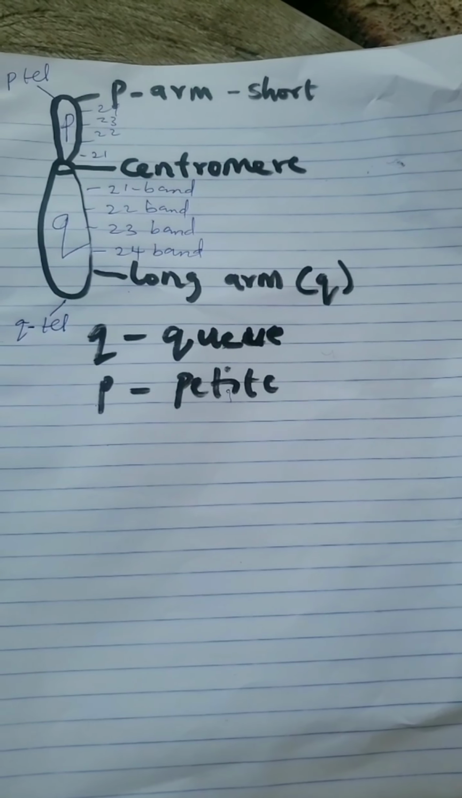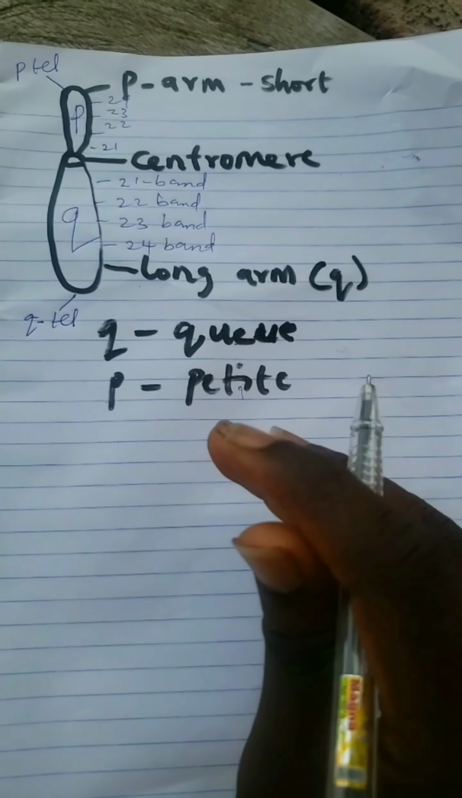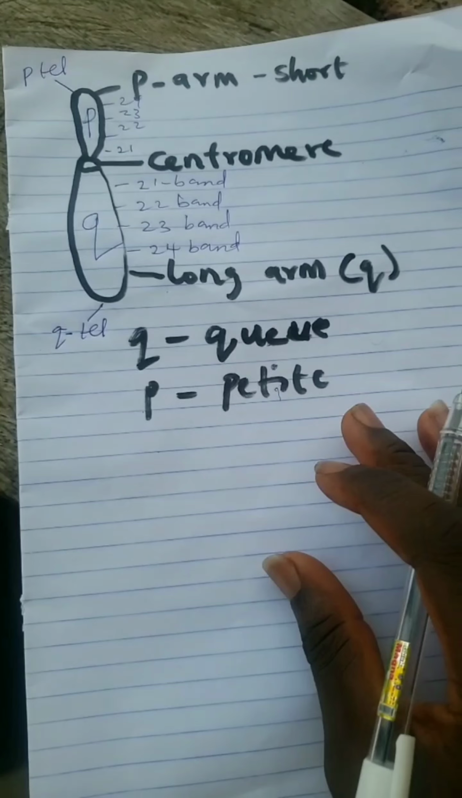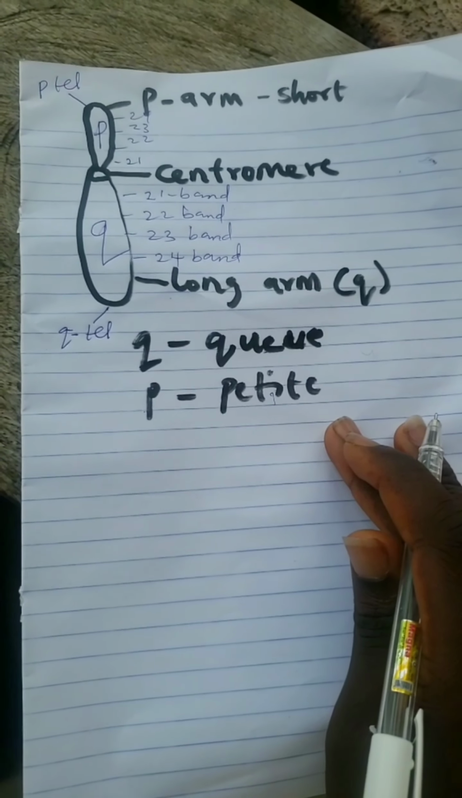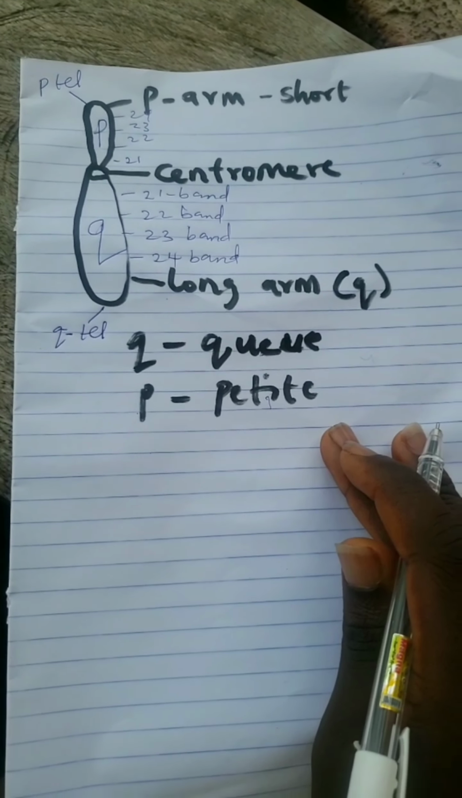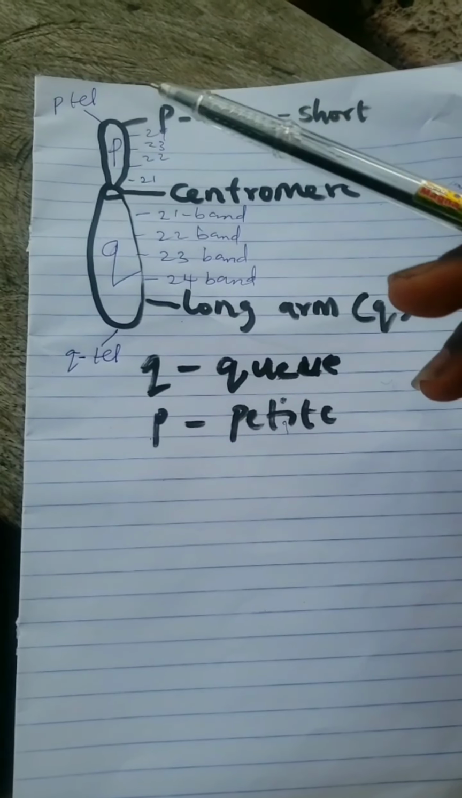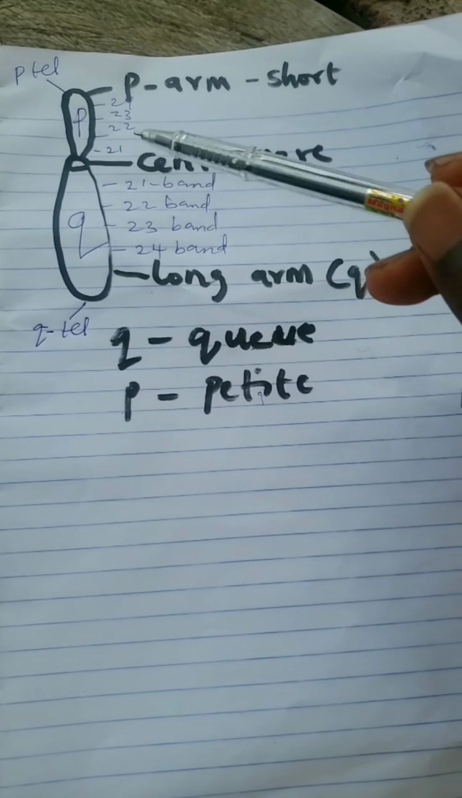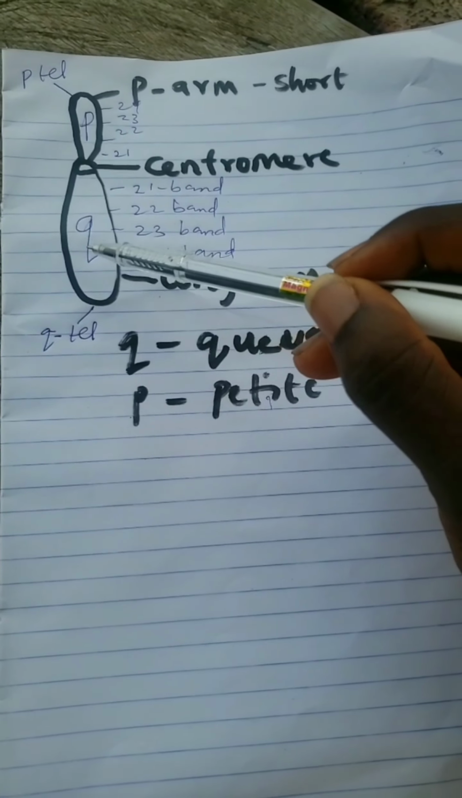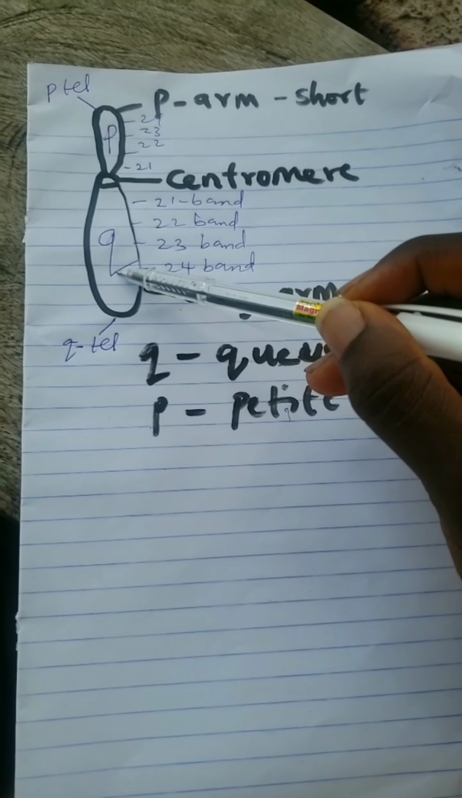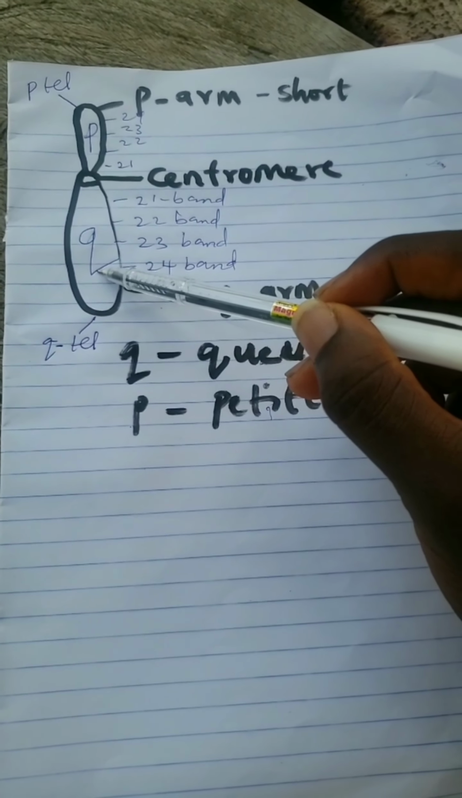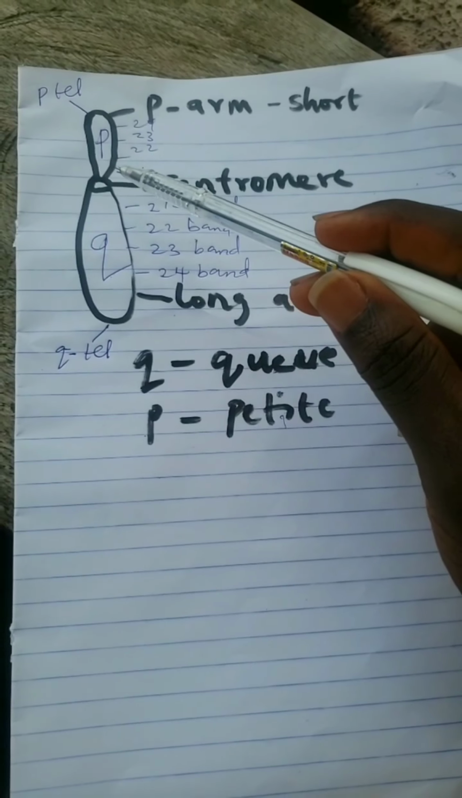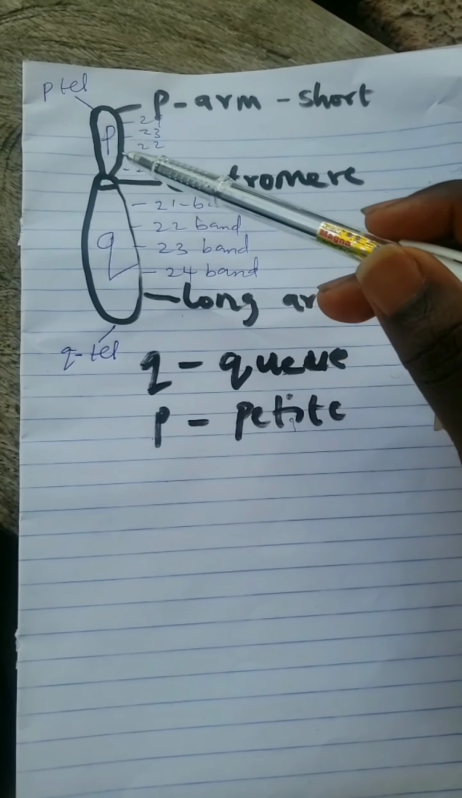So I'll be explaining, in short terms, the nomenclature of chromosomes. You have to note that this is just our typical chromatid system. If you have not watched my videos on the basic structure of a chromosome, go and watch them so you understand what I'm saying about the arms.